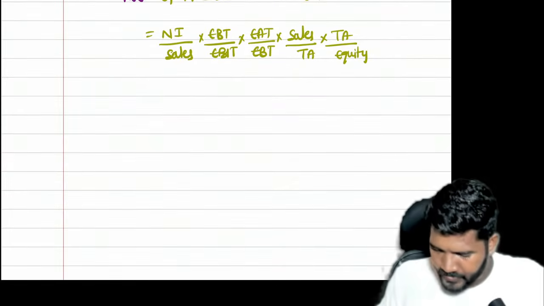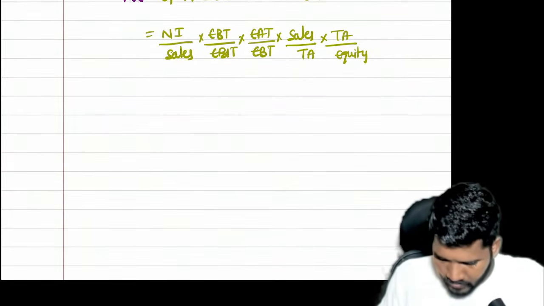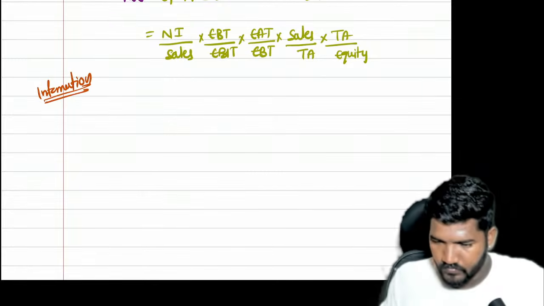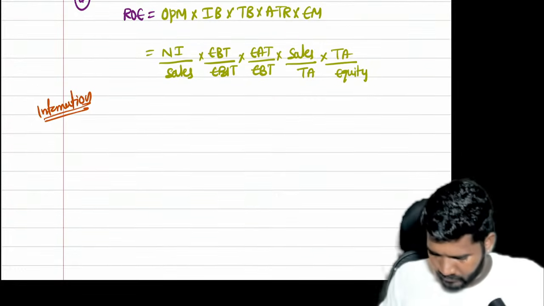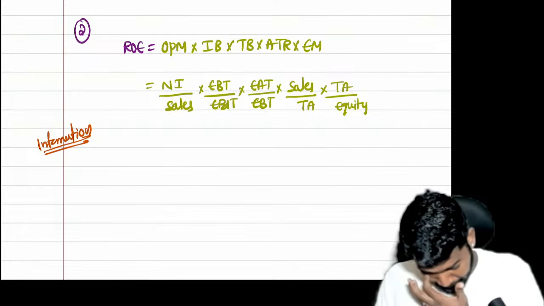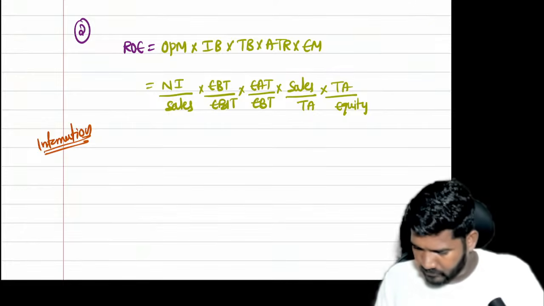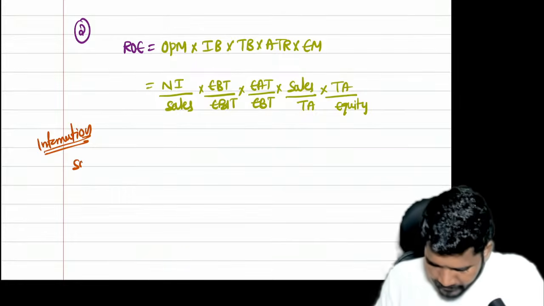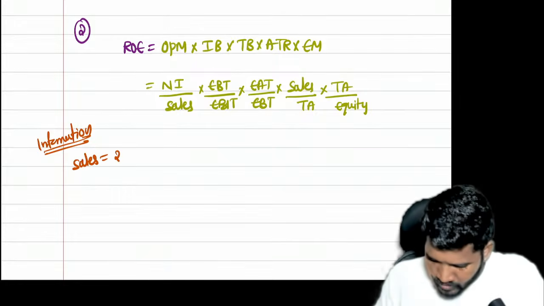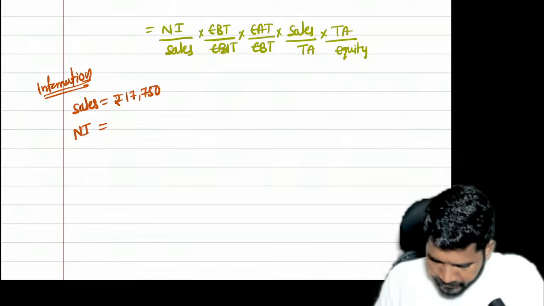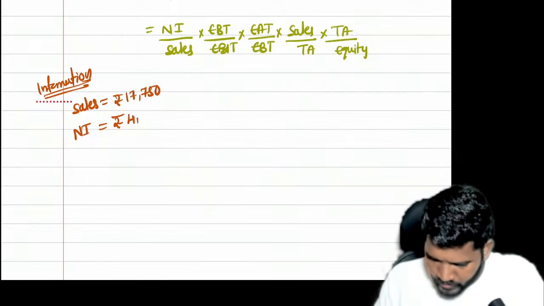So procure the information now. Sales rupees 17,750. Net income rupees 4,125.